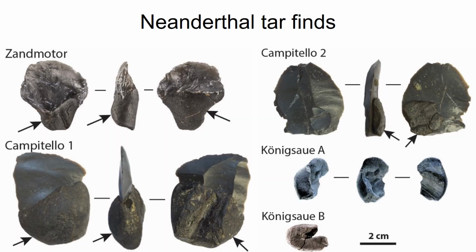So moving on to tar. Currently there are 3 sites with 5 objects that contain tar. As I said, the oldest is over 190,000 years old. That's this one here, but also this one. The other ones all date back to about 50,000 years ago. And it's these black residues here and here, here and here that were analyzed with gas chromatography and mass spectrometry. And in all cases, it was confirmed that this is tar made from birch bark.